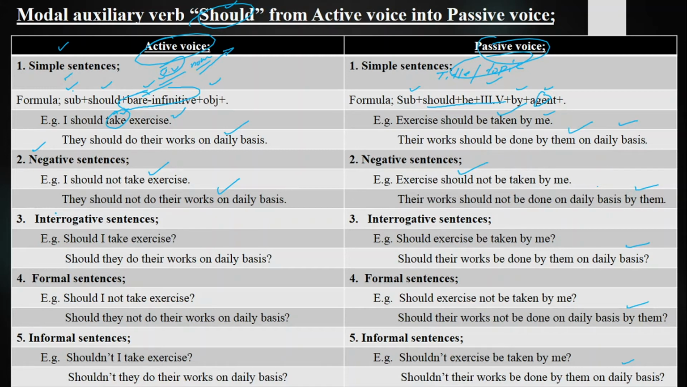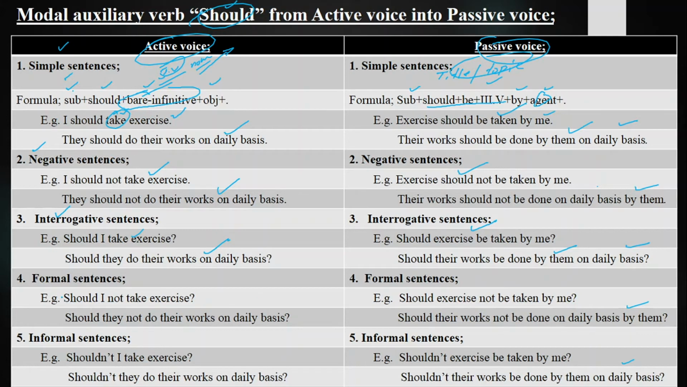Interrogative sentences, those sentences in which we ask questions or put queries, are called interrogative sentences. Should I take exercise? Should exercise be taken by me? Should they do their works on daily basis? Should their works be done on daily basis by them, or by them on daily basis?